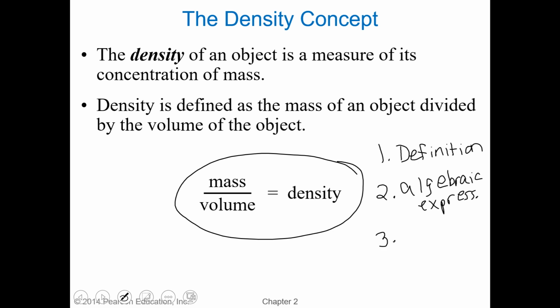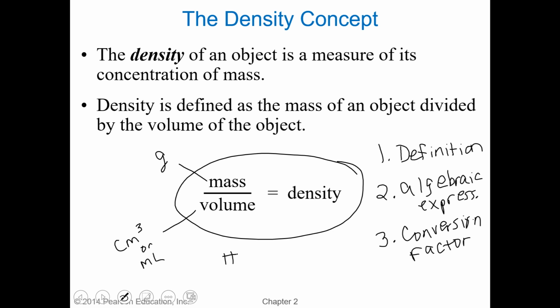And third, it's a conversion factor or unit factor. All right, so how do I know it's a conversion factor? You have a compound unit. The unit for mass is grams. The unit for volume is either cubic centimeter or milliliter. So if I have some number, grams per mil, for example, when you have that compound unit, you should be able to use it as a unit factor or conversion factor.